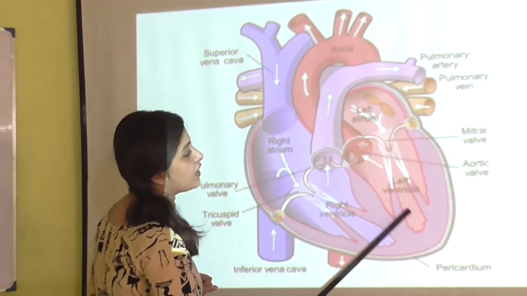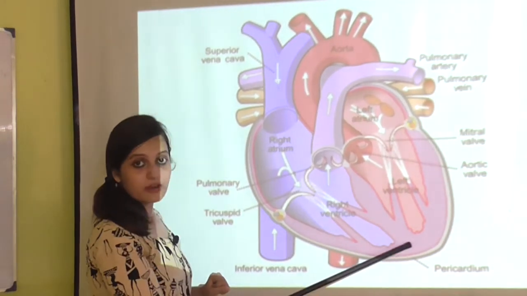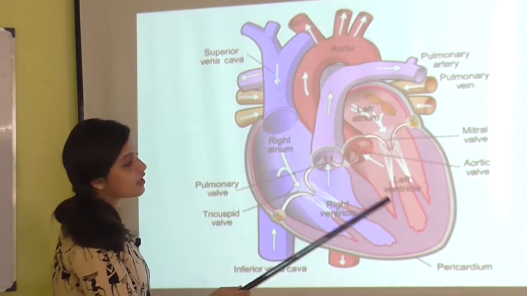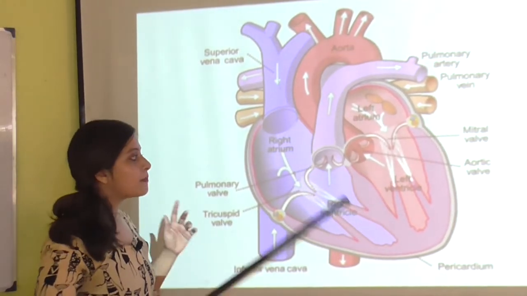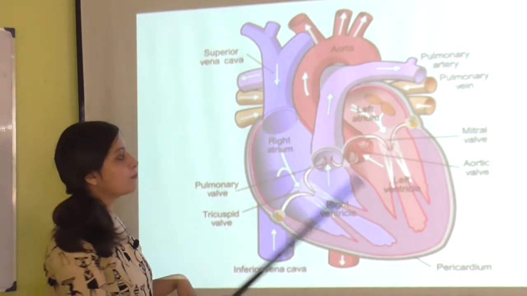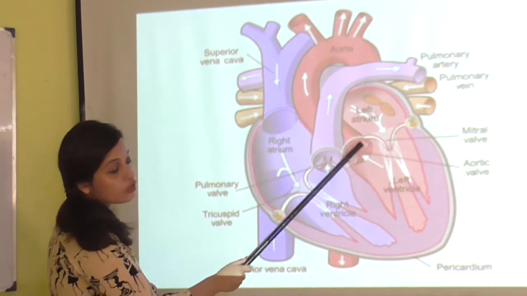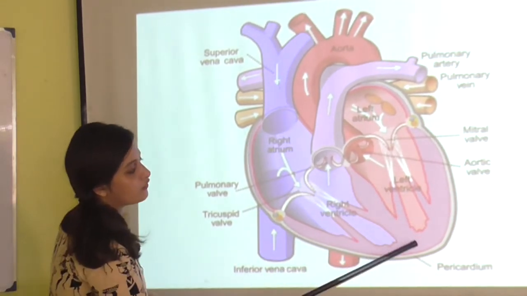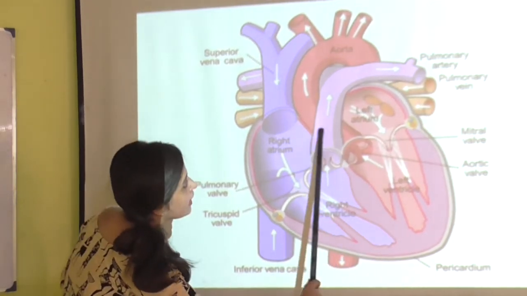From there, it will enter the fourth and last chamber of the heart, known as the left ventricle. After entering the left ventricle, the blood will again push this particular door or valve, known as the aortic valve. So it will push this valve and enter another vessel.